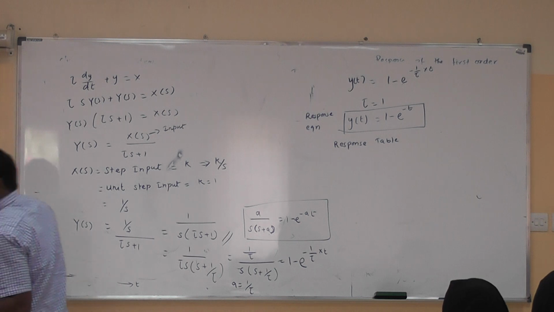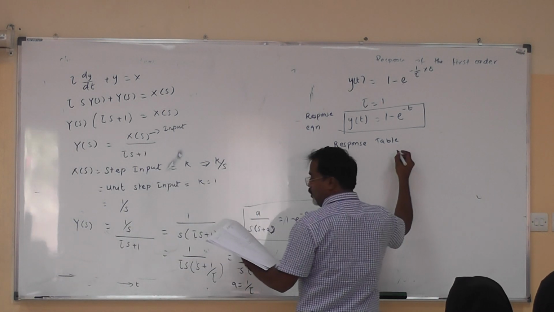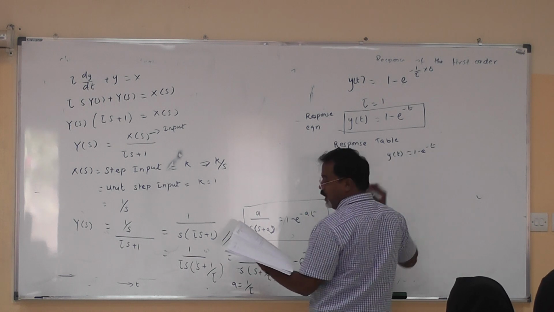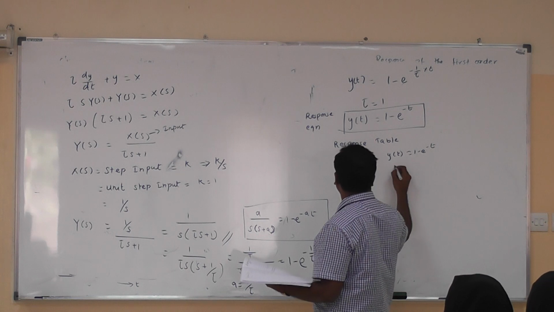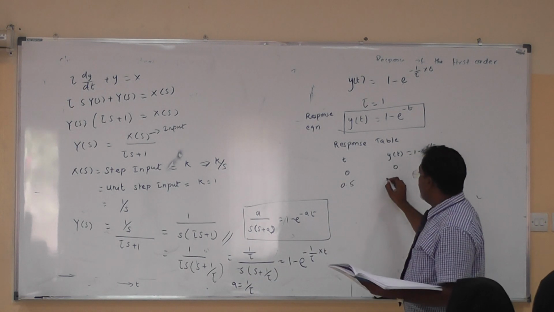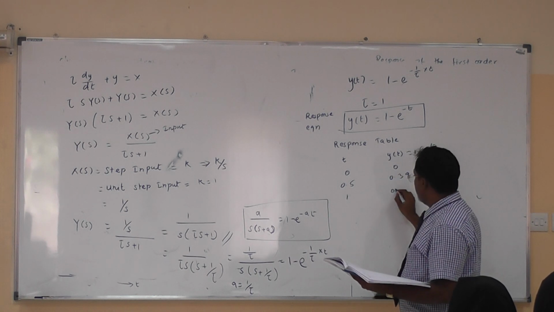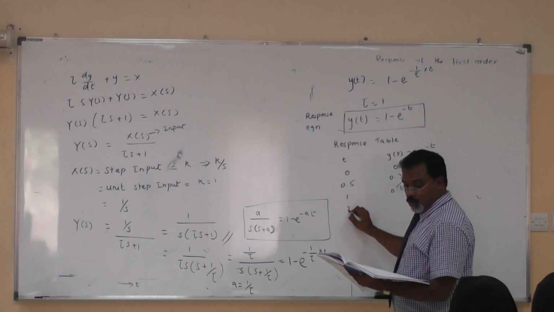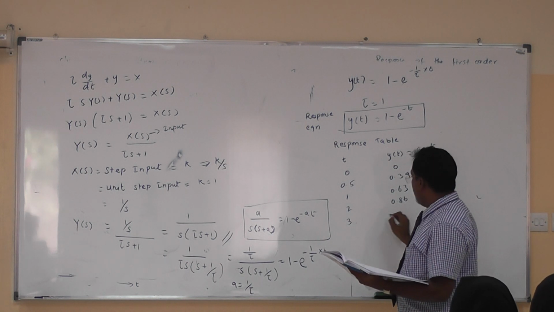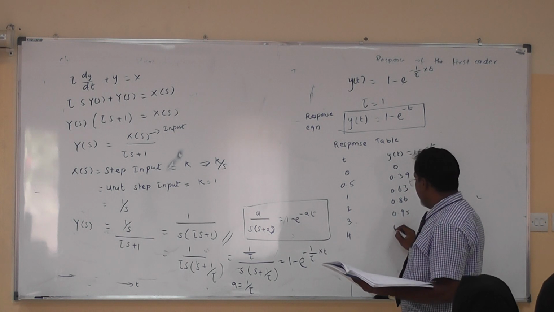Okay, output. We already did this problem: y of t equals 1 minus e power minus t. If I give the t value 0, it comes as 0. If I give t equal to 0.5, it comes as 0.39. If I give 1, it comes as 0.63. If I give 2, 0.86 comes. If I give 3, 0.95 comes. If I give 4, 0.98 comes.